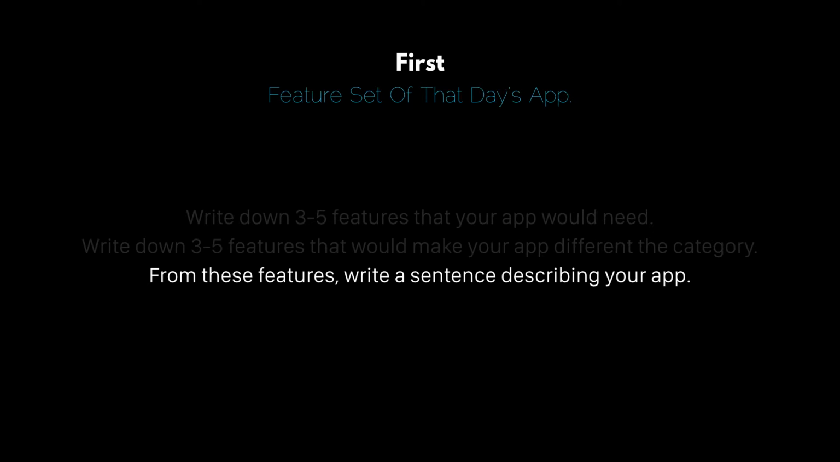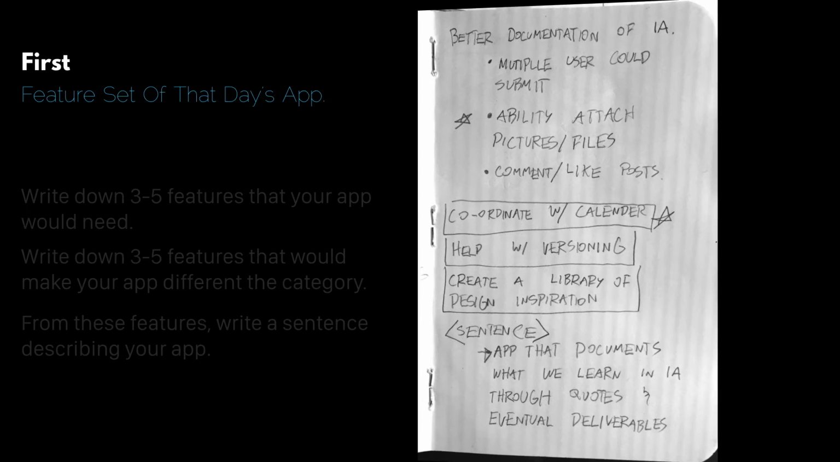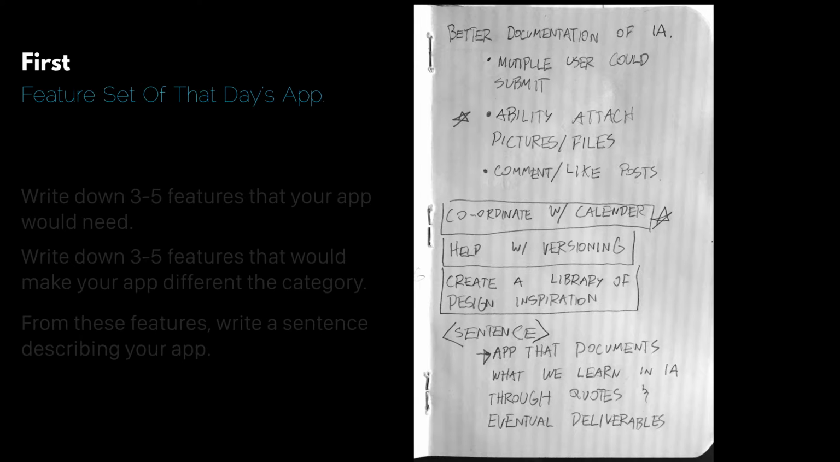From these 6 to 10 features that you have written down, write a single sentence that would describe the app you're trying to make. And that will end up looking something like this, which I did for our documentation app. So better documentation of our IA class, which is information architecture.